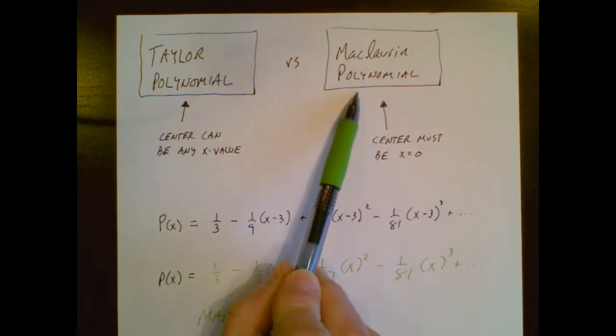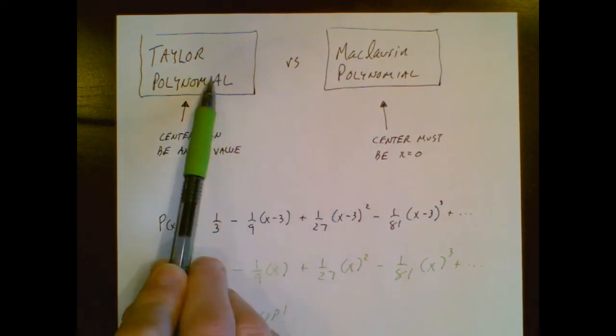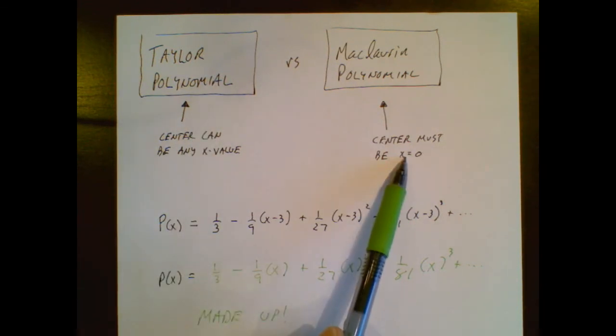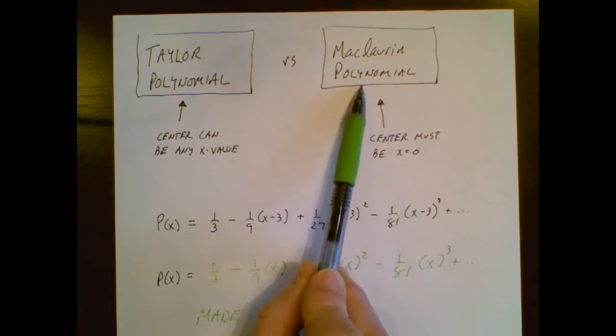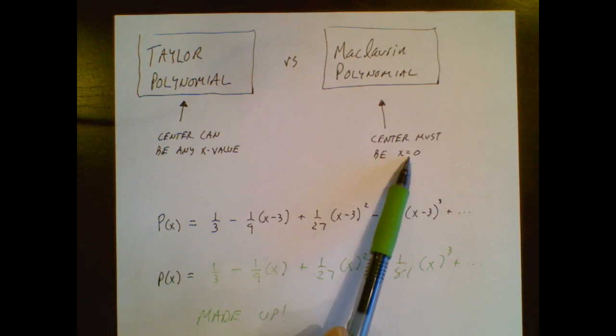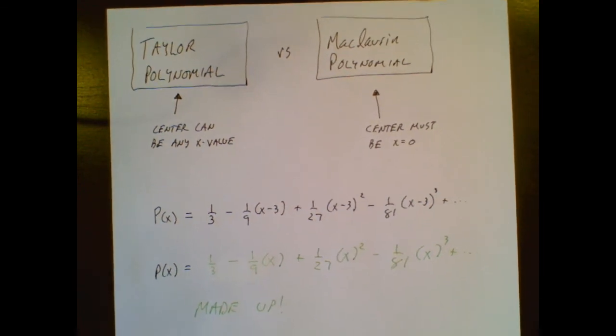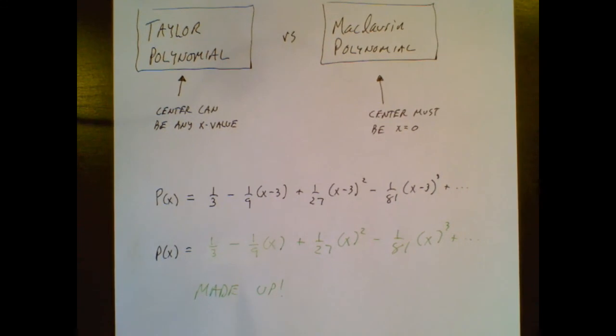A Maclaurin polynomial is just a special version of the Taylor polynomial, and it just is centered at x equals 0. So if you ever run across a problem and it says we're working with a Maclaurin polynomial, that's just a fancy way to say we're going to center this at x equals 0. As an example, you'd be able to spot it very easily.